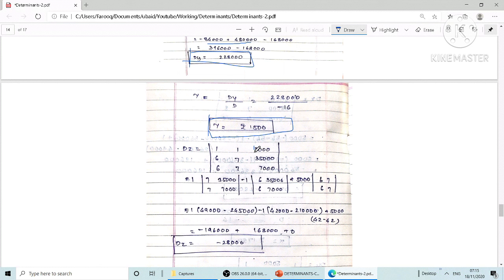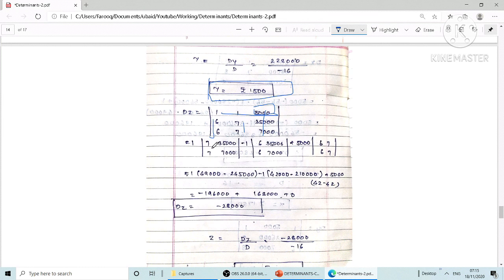Then copy this 5,000 as it is. Hide first column and third row. What is left? 6 and 6 is left. 7 and 7 is left. Write it down. Then we will cross multiply 7 into 7,000.